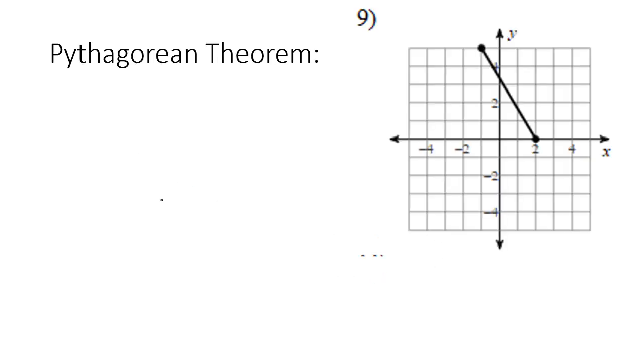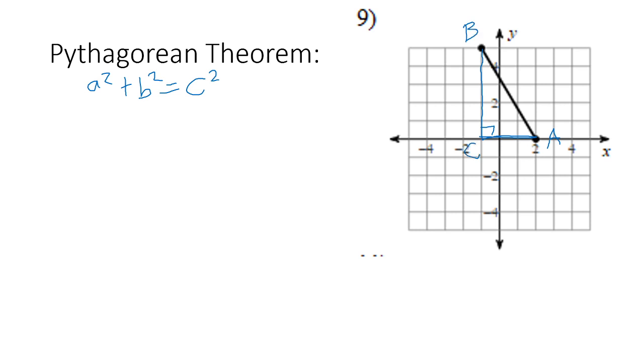Our first step for the Pythagorean Theorem: if you remember, the Pythagorean Theorem is just a squared plus b squared equals c squared. We use it when we have right triangles. So what we're going to do over here is make a right triangle. Bring this down, bring it over, right angle. Lo and behold, we have a right triangle.